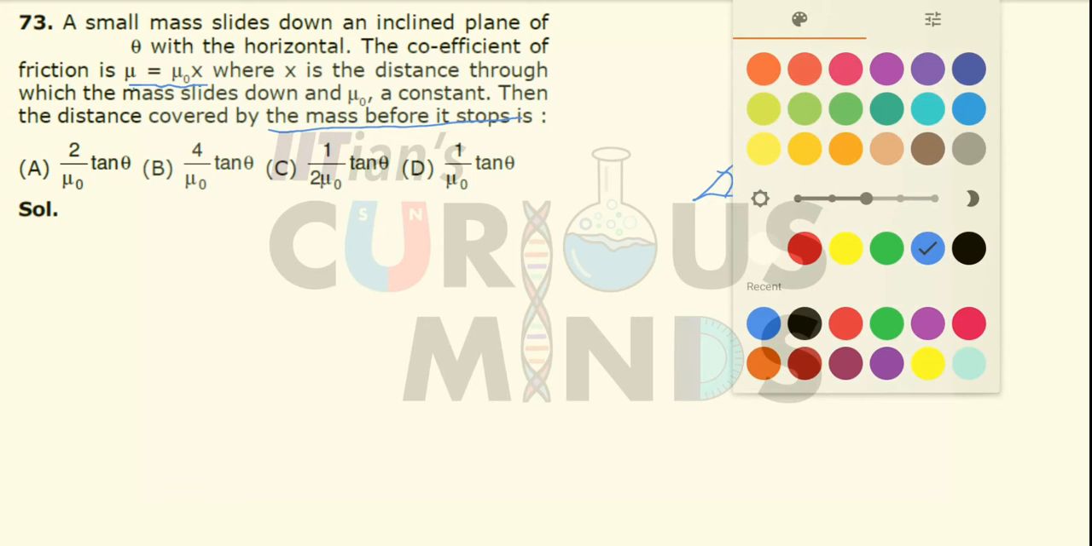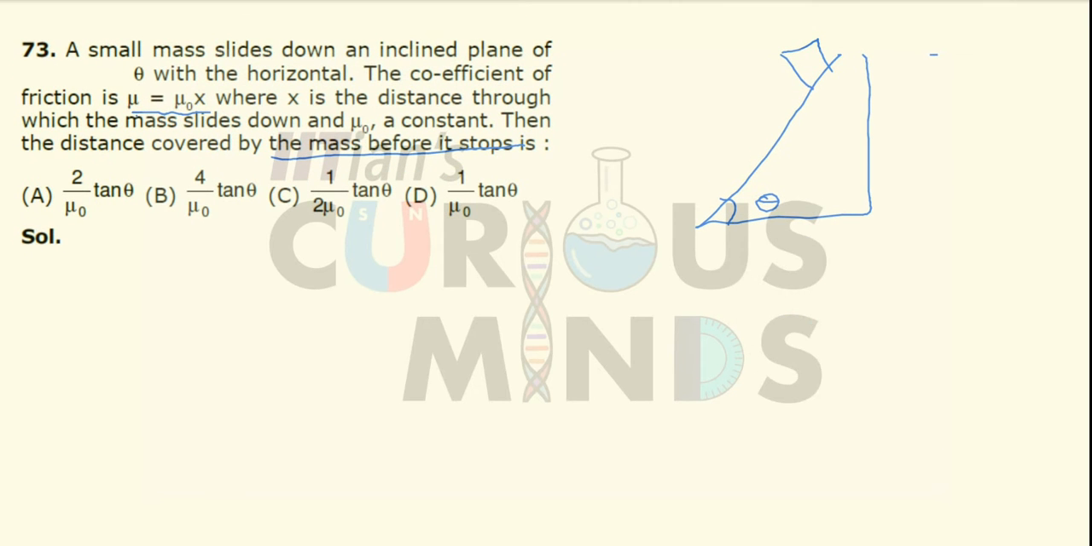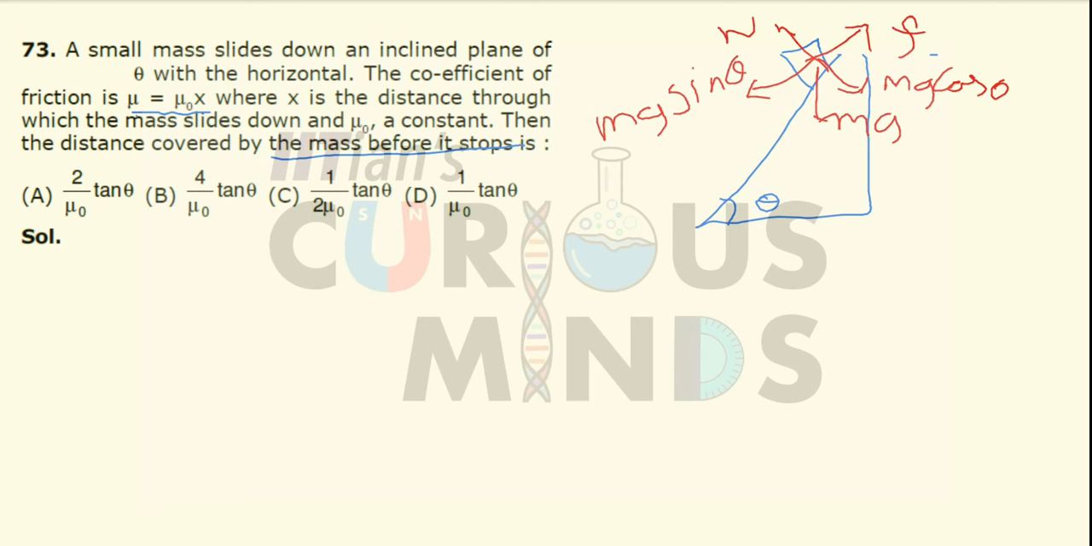So the usual forces will act here. That is mg in the downward direction. There will be a normal force in this direction, which will be equal to mg cos theta. The component along the incline will be equal to mg sin theta. And there will be a friction force which acts in the backward direction. The resultant is in this direction.